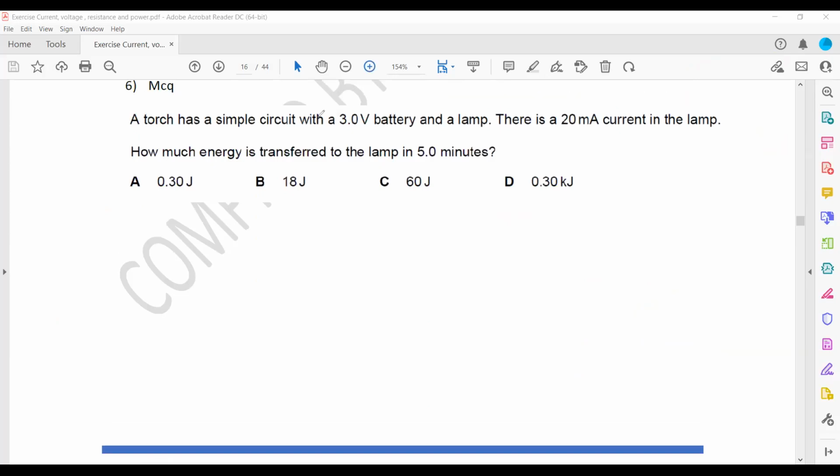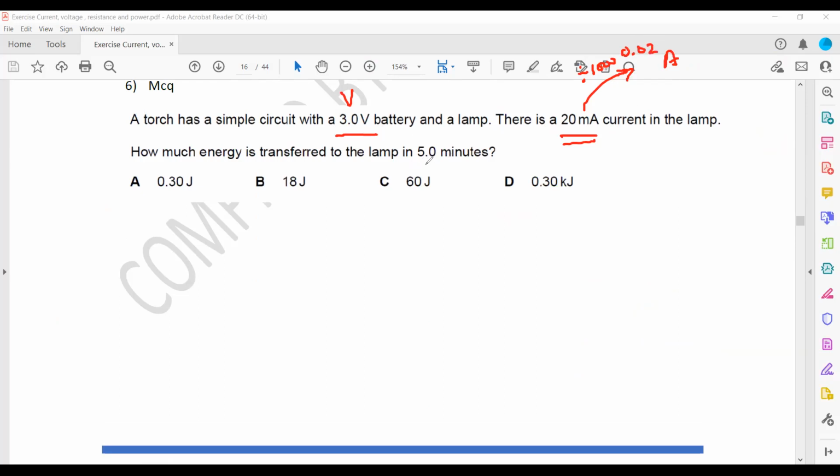So another question, there is a torch, has a simple circuit with a 3 volt. So this is a voltage and there is 20 milliampere. Milliampere you have to convert into ampere. How to convert milliampere into ampere? Divide by 1000. So it will be 20 divided by 1000, because current should always be in ampere. So 20 divided by 1000 is 0.02 ampere.